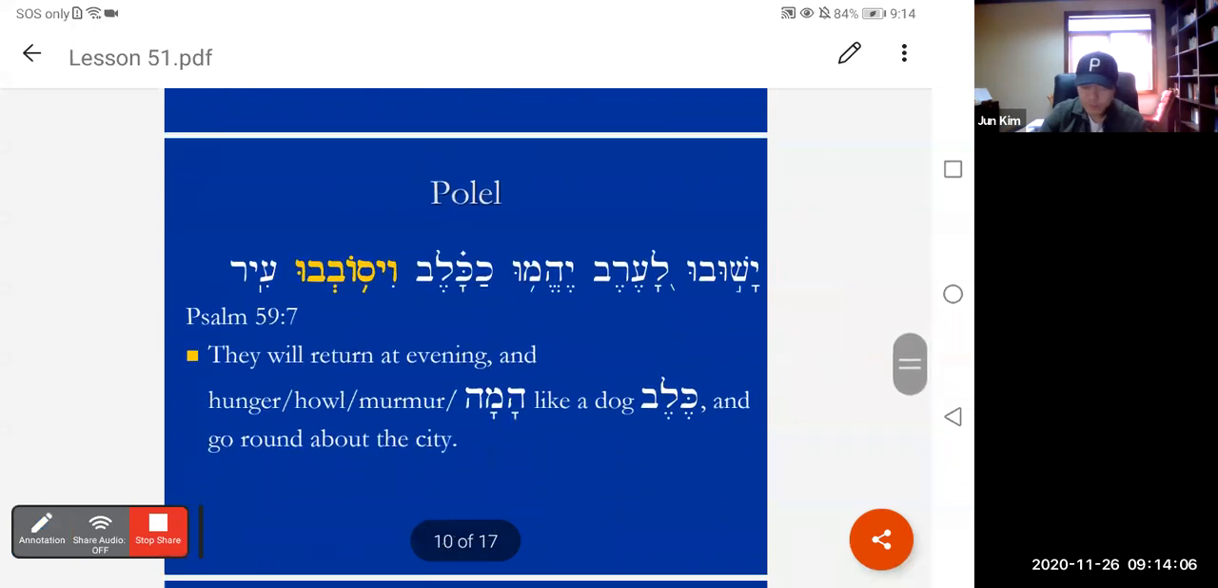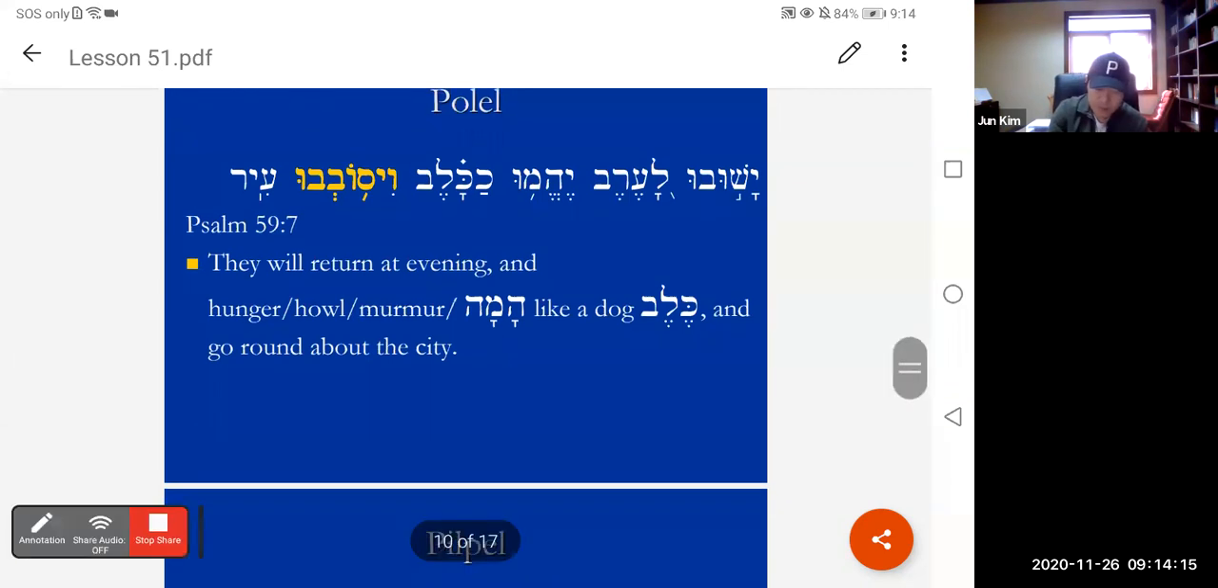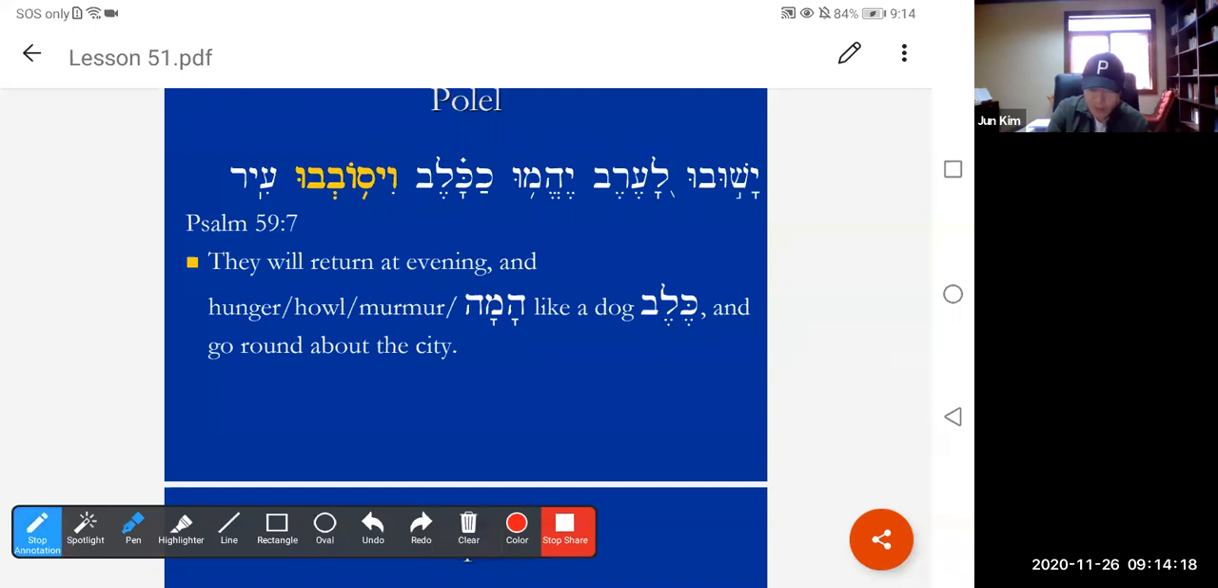Let's move on. Now we have an example for sabab. This one is meant to carry the intensified meaning. So they will return at evening, and what can you see? What does hamah mean? Like a dog.